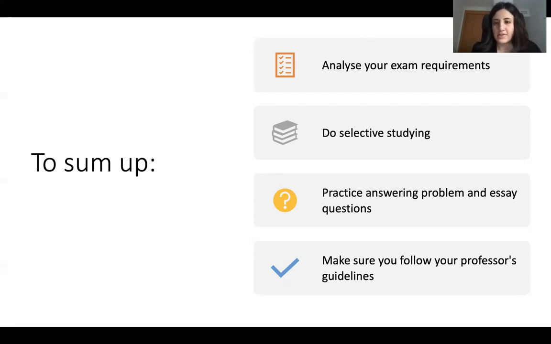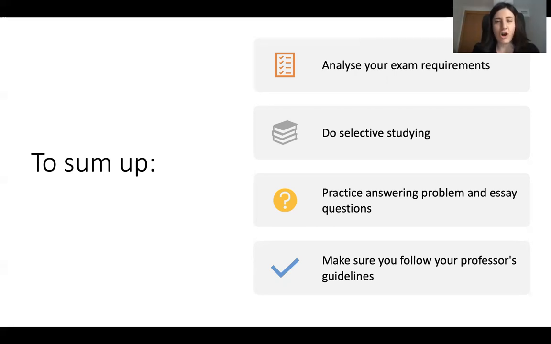Thirdly, you need to practice answering problem and essay questions. One thing is to know the theory, to read our notes and our case summaries and understand the law around it, but it's an absolutely different level if you practice answering problem and essay questions, because you should be able not only to know the law, but to apply the law to the facts of the case or to the essay question and make arguments.